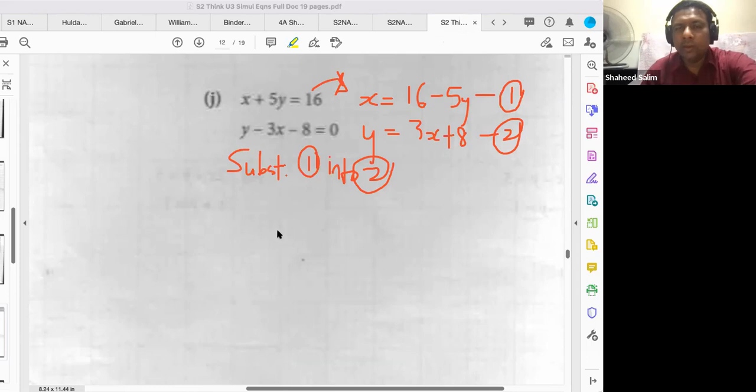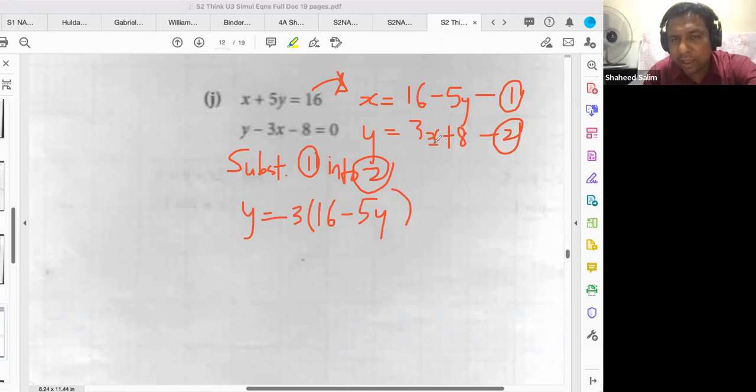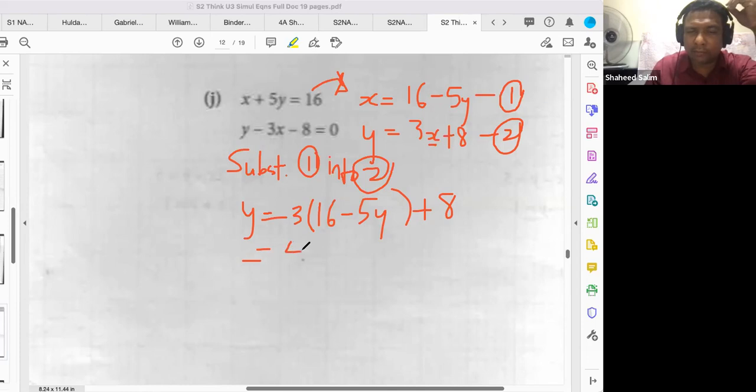So now it's y. When I say substitute into 2, you write y, the equation 2. But once you reach x, you put in the value 16 minus 5y. Can you see this is x? This is the value. I put the value here inside, plus 8. Remove the bracket. 3 times 16, 48. Minus 3 times 5, 15y, equals plus 8.